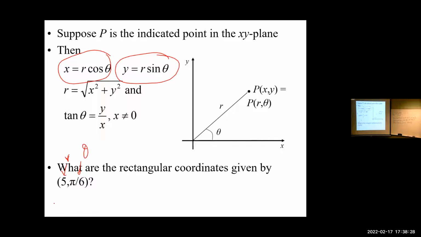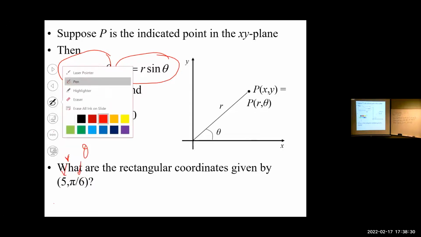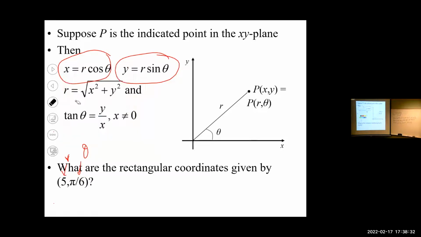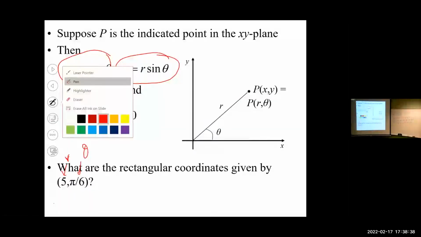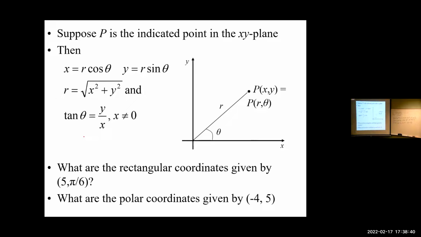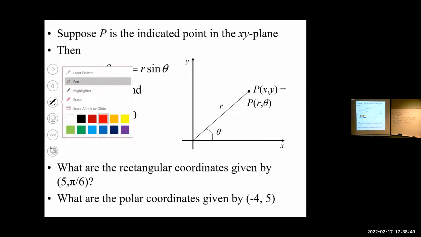Now, where we've got to start to think a little bit more is going the opposite direction. So what if we had the polar coordinates given by (-4, 5)? Okay. And there's just one thing I want to make sure I point out, and that's why we're going to do this one.